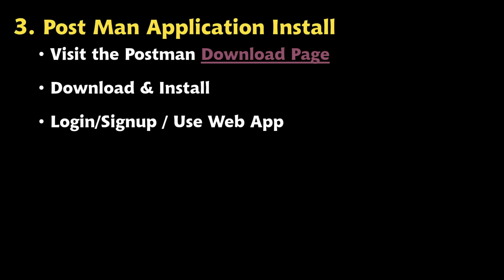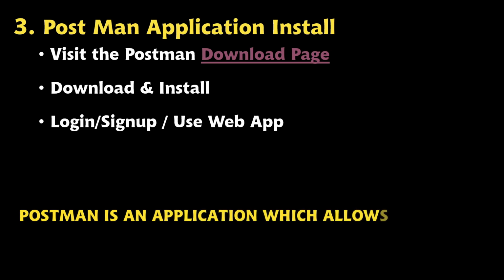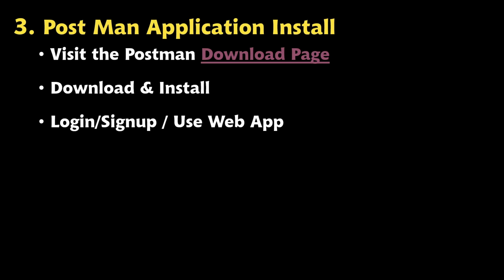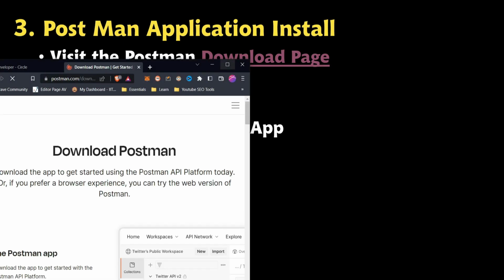So the third step is to download the Postman application. For those who don't know, Postman is an application which allows you to directly see what the API has returned in a GUI format. So we will visit the Postman download page, then download and install the application. We need to log in or sign up or use a web app. So we will go to this download page.